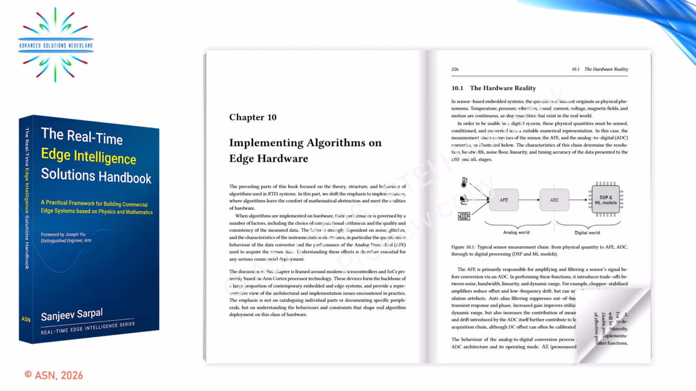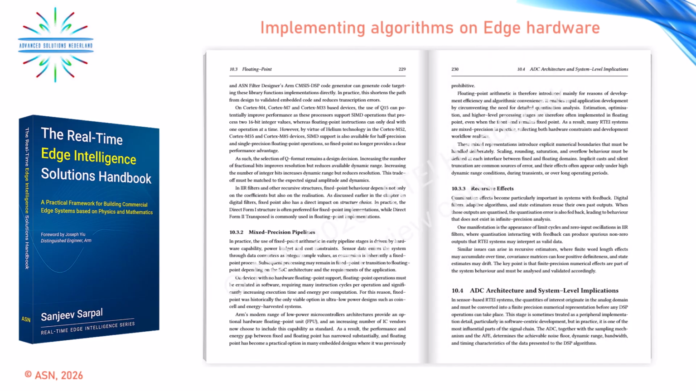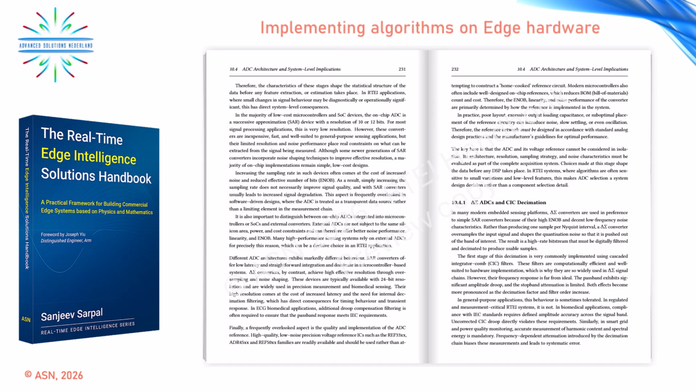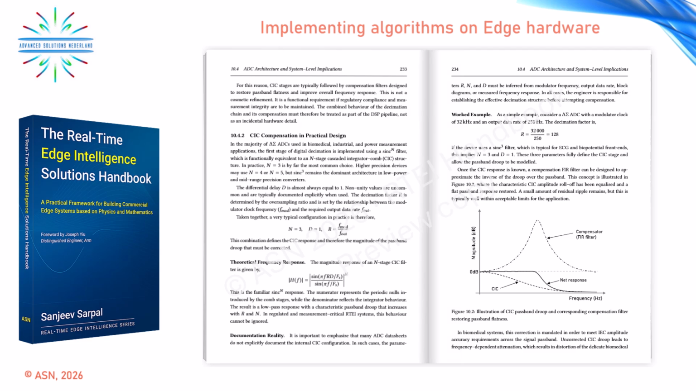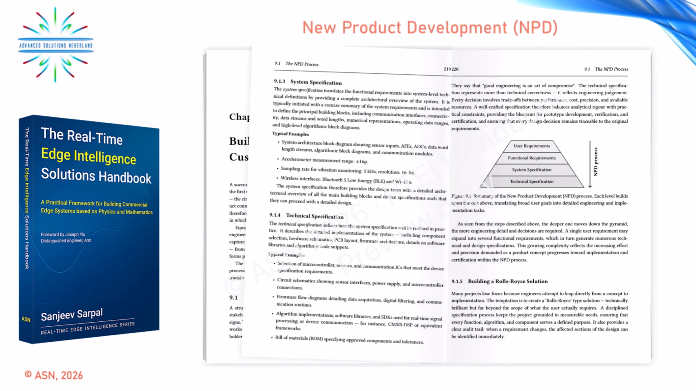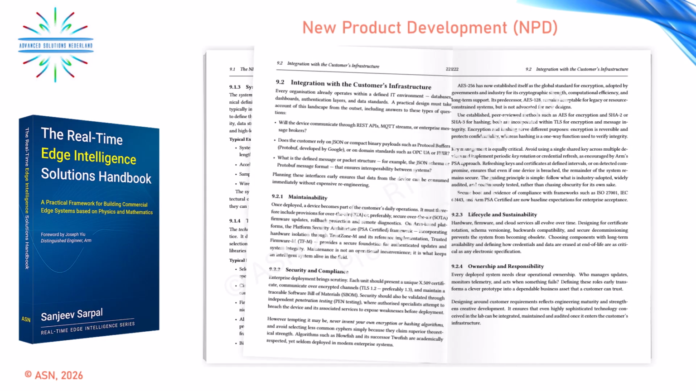This is where algorithms are translated into efficient embedded solutions, taking into account analog front ends, practical issues with analog to digital converters, data types, and efficient implementation on edge hardware. This part also describes the steps and workflows needed for building commercial systems that align with the customer and stakeholder requirements via the new product development process.